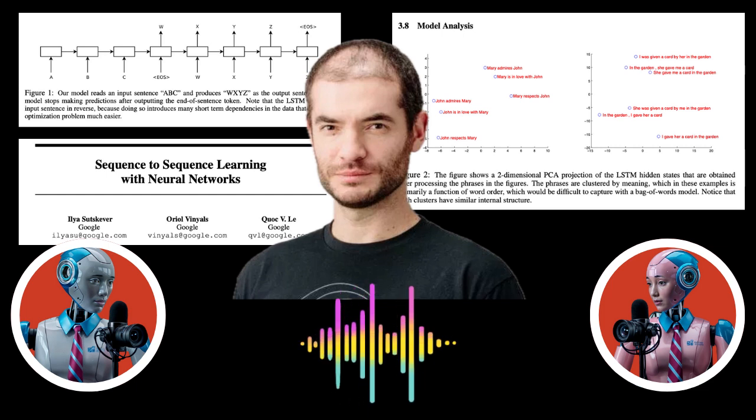So the paper dives into this problem with deep neural networks. DNNs, they were good at things like image recognition, but they struggled with sequences. And language is all about sequences. The order matters. Makes sense.